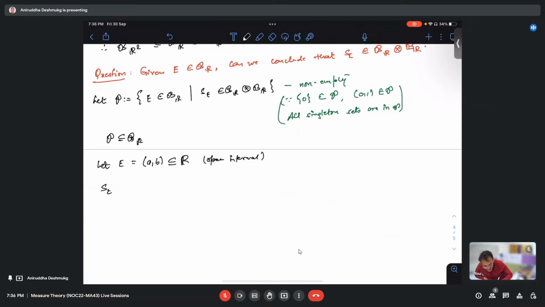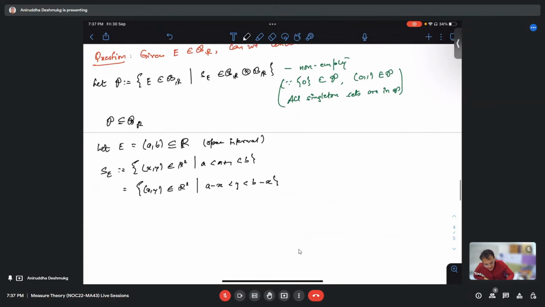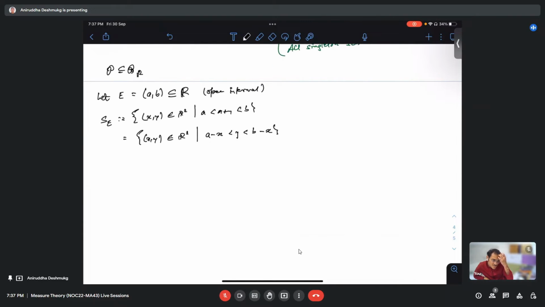Now, what about SE? SE by definition is all those xy in R2 such that A is less than x plus y is less than B, which is, well, all xy in R2 such that A minus x is less than y and y is less than B minus x. Now the question is how to prove that this is inside BR cross BR. One way is to prove it is an open set, and therefore it is a Borel set, and the Borel sigma algebra is contained inside BR cross BR. Therefore, SE is inside BR cross BR, so E is inside P.